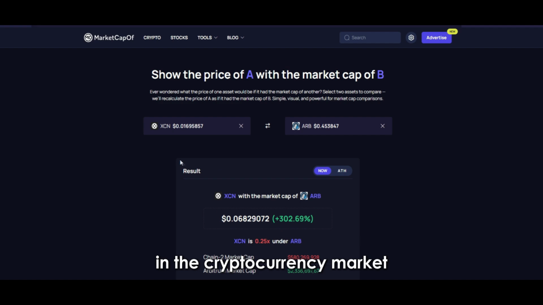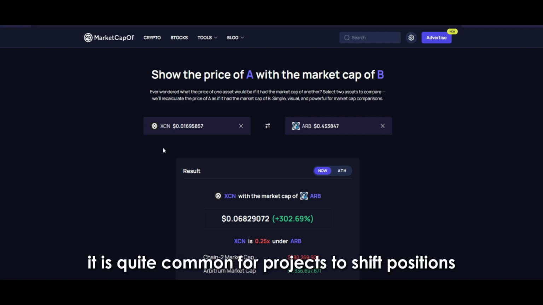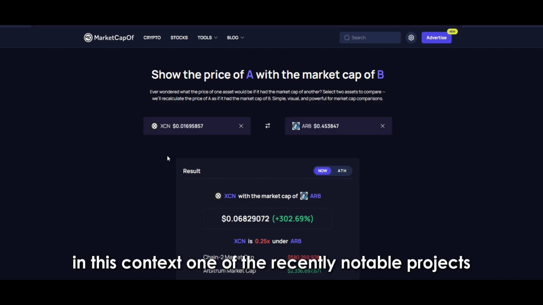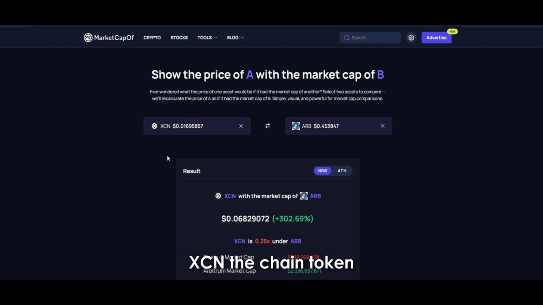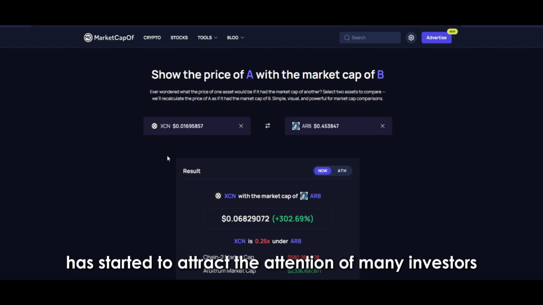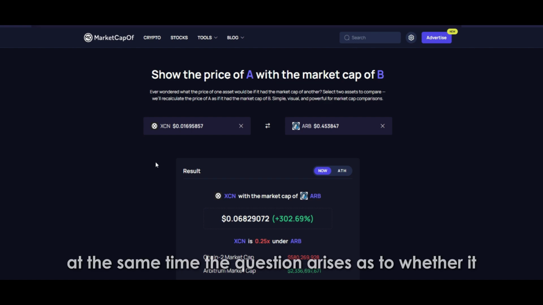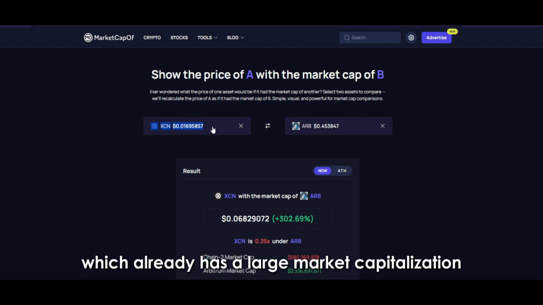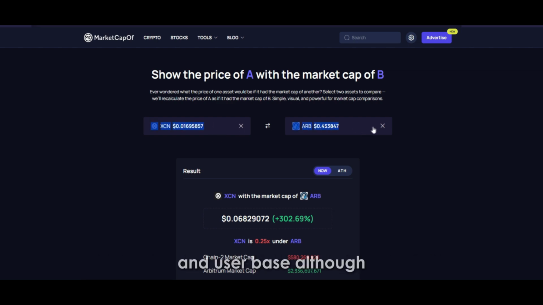In the cryptocurrency market, it is quite common for projects to shift positions, market capitalizations to change, and investor interest to move toward different projects. In this context, one of the recently notable projects, XCN, the chain token, has started to attract the attention of many investors. At the same time, the question arises as to whether it can replace a well-established Layer 2 solution like Arbitrum, which already has a large market capitalization and user base.